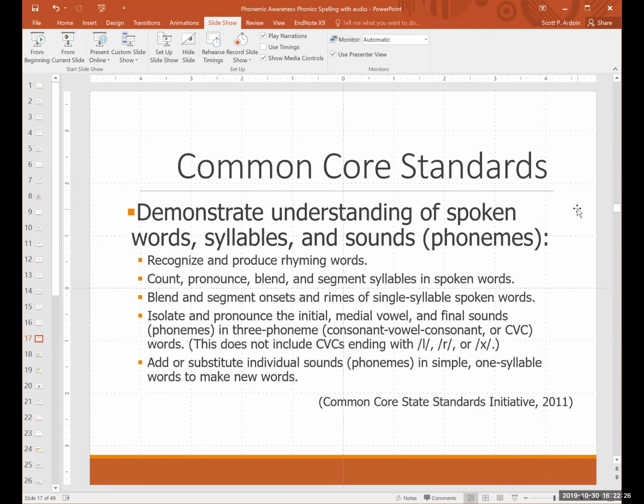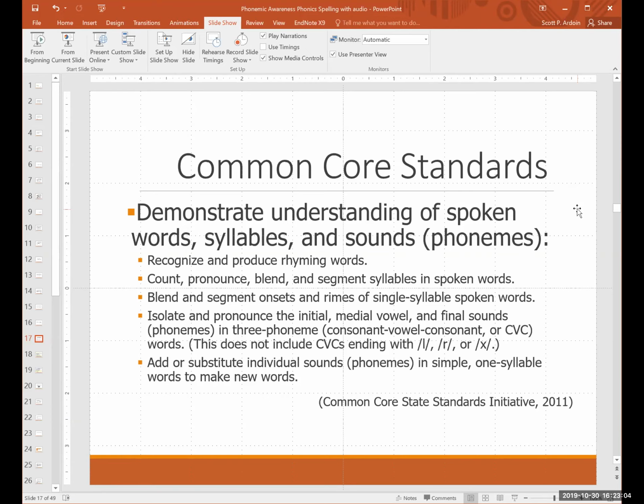So you'll hear that, or you see CVC a lot. Whenever we see CVC, that means consonant, vowel, consonant, which is words like bat. So B is a consonant, T is a consonant, A, E, I, O, U, and sometimes Y are our vowels, right? But with this, we aren't typically including the consonants at the ending of L, R, and X because of the difficulty that those present. Add or substitute individual sounds in simple one-syllable words to make new words.